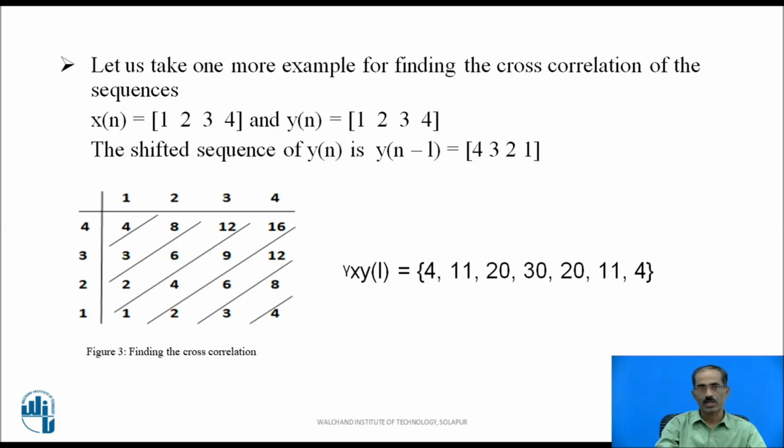First will be 4 and second will be 8 plus 3, 11, third will be 12 plus 6 plus 2, 20, fourth will be 30, fifth will be 20, sixth will be 11 and last one will be 4. When you look at this answer for cross correlation of two sequences, the interesting thing is it is symmetrical to the central element present in the output sequence, that is 30. With respect to 30, you can see that this is a symmetrical sequence.